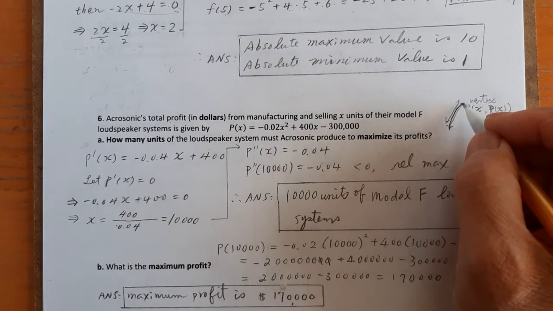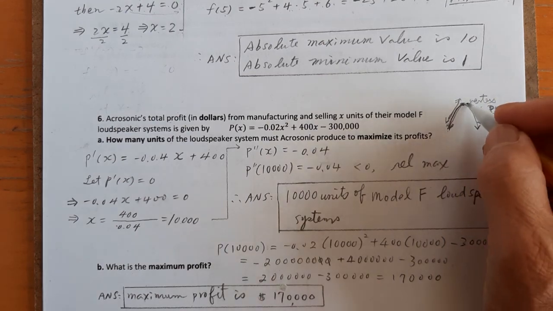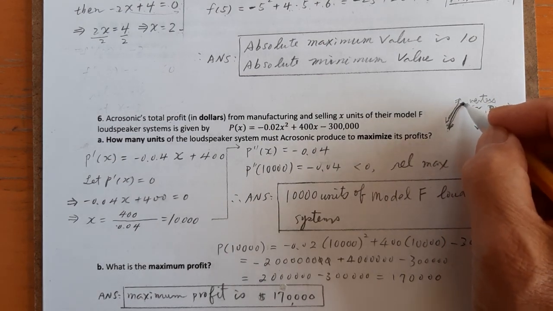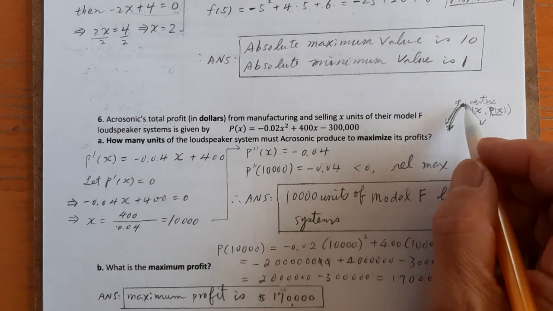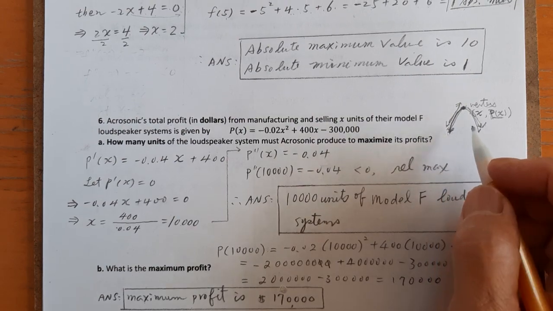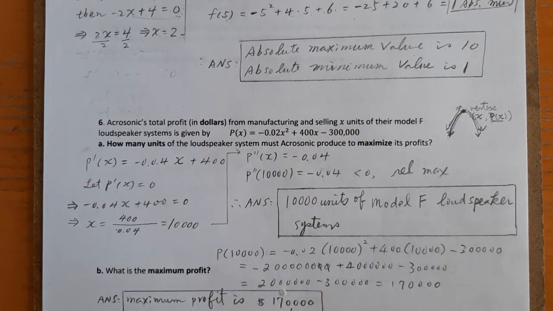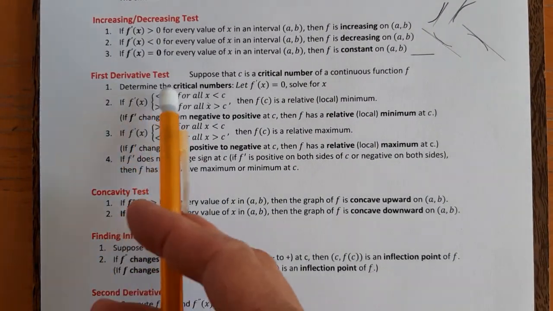So then you have to use the first derivative test. To the left, positive, to the right, negative, then at that critical point, it's a relative maximum. And the second derivative test is: if you take the second derivative at that point and it's negative, then it's a relative maximum. So there are two kinds of tests. You can use the first derivative test.